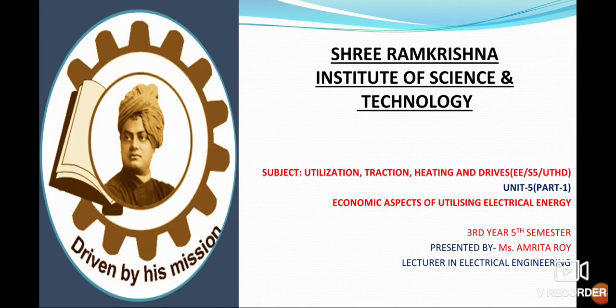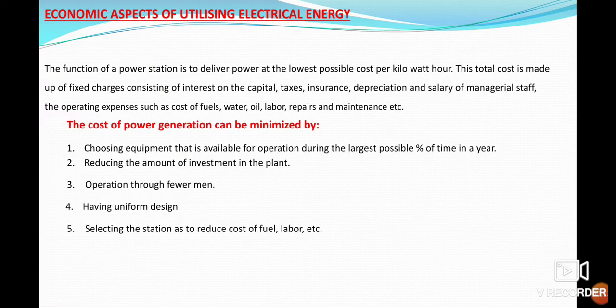Today we are going to study the chapter Economic Aspects of Utilizing Electrical Energy. The function of a power station is basically to deliver power at the lowest possible cost per kilowatt hour.